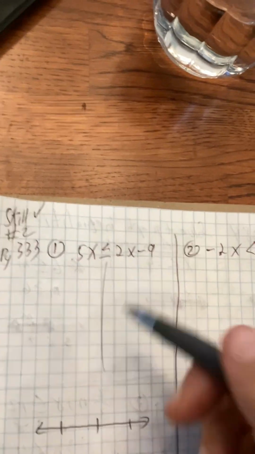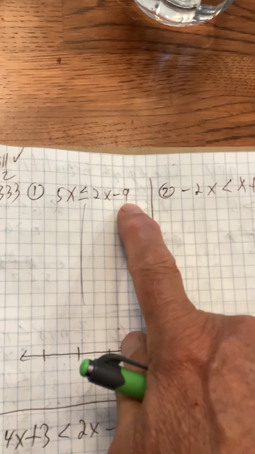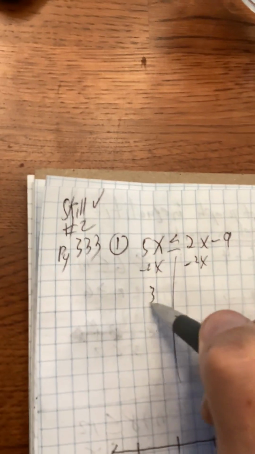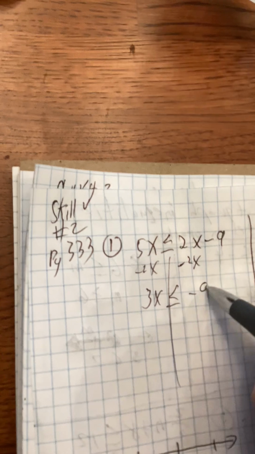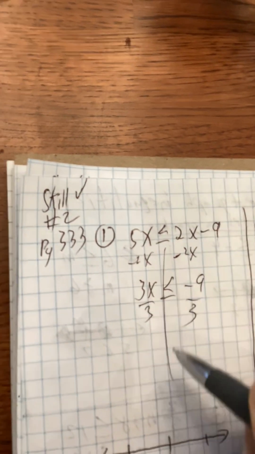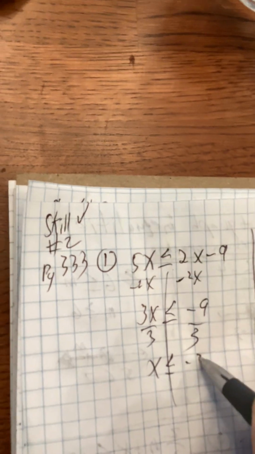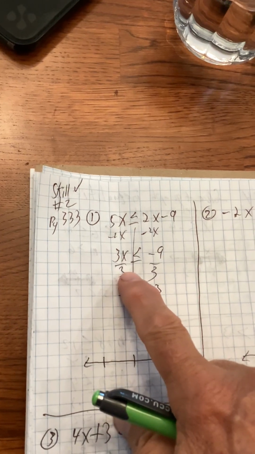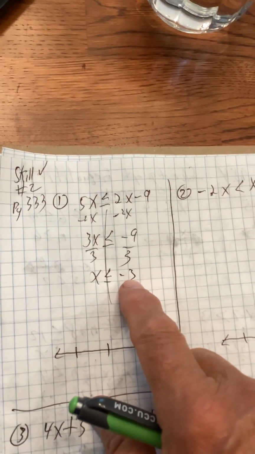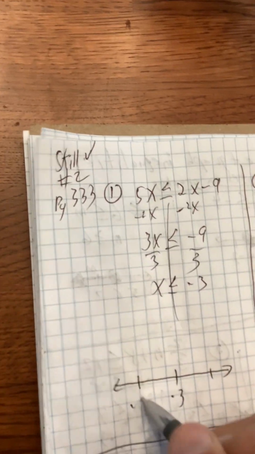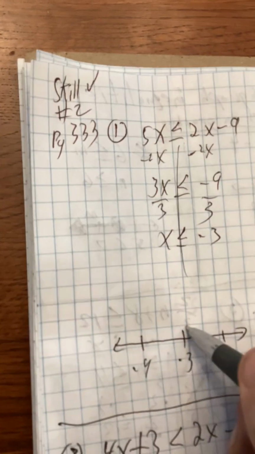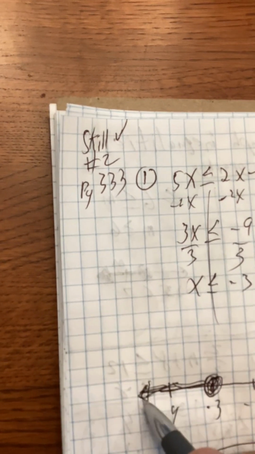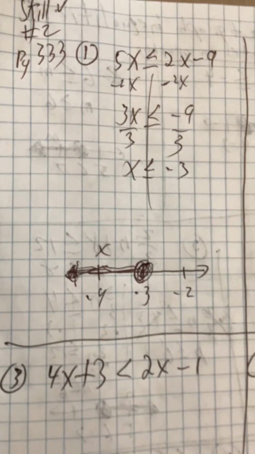So I got my constant on the right, so I want to subtract 2x from both sides. So 3x is less than or equal to negative 9. So then I divide both sides by 3. x is less than or equal to negative 3. I don't care if the answer is negative, that doesn't flip. It's only if you multiply or divide both sides by a negative that it flips. It doesn't matter about the answer. So here's negative 3, so negative 4, negative 2. I'm going to fill in the circle, and I'm going to shade to the left, and there's my x. Didn't have to graph it.